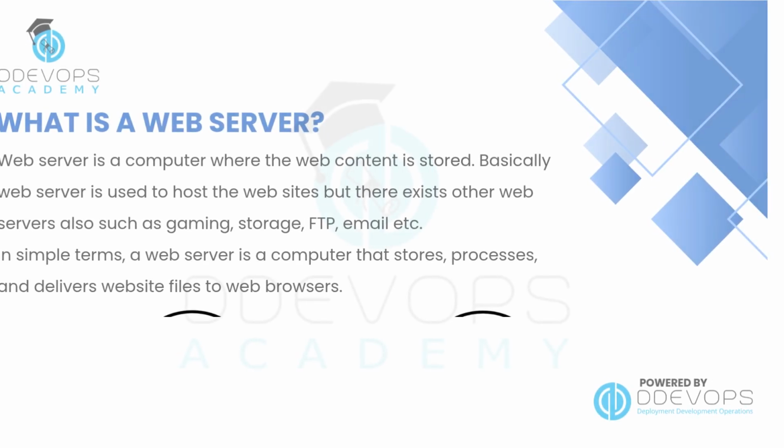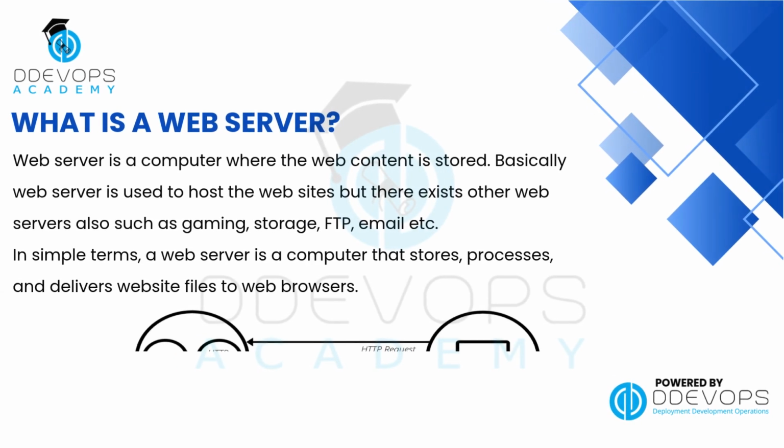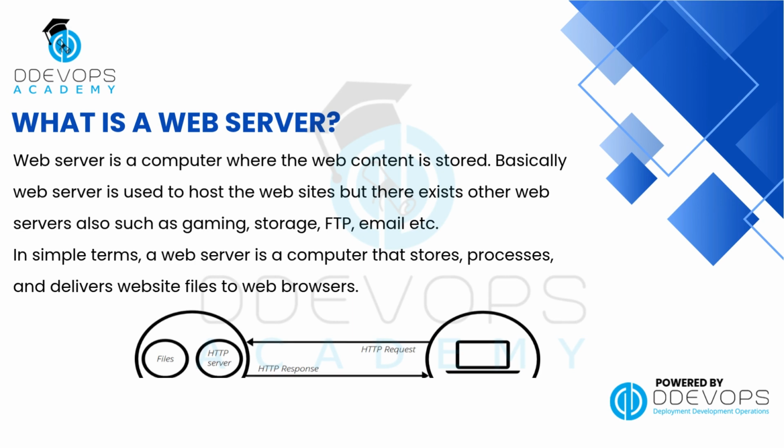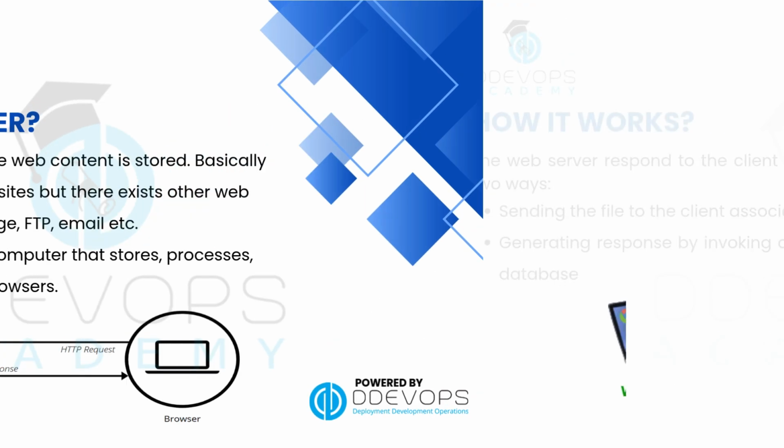What is a web server? A web server is a computer where the web content is stored. Basically, a web server is used to host websites, but there exist other web servers also, such as gaming, storage, FTP, email, etc. In simple terms, a web server is a computer that stores, processes, and delivers website files to web browsers.